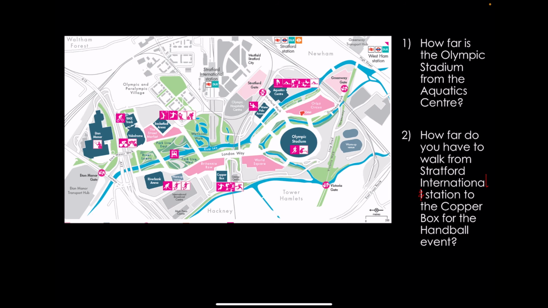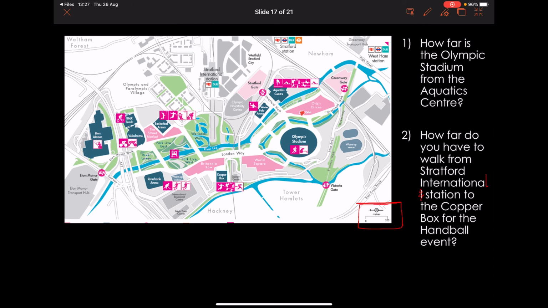Okay. Now, when you've got something like this, what you need to do is look at the scale given to you down here, and you would have to measure that using your ruler. So it's saying how far is the Olympic Stadium from the Aquatic Centre? I would put a dot where the Olympic Stadium is, and a dot where the Aquatic Centre is, and I would draw a line. Now, using your ruler, if you got this on a paper test, you would measure this and work out how many of those fit in there.